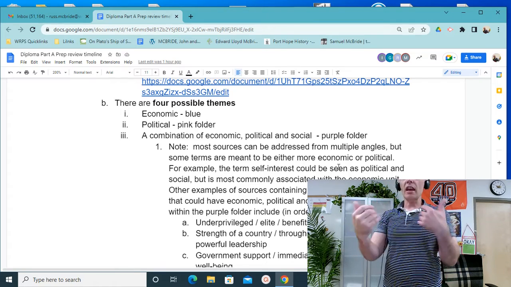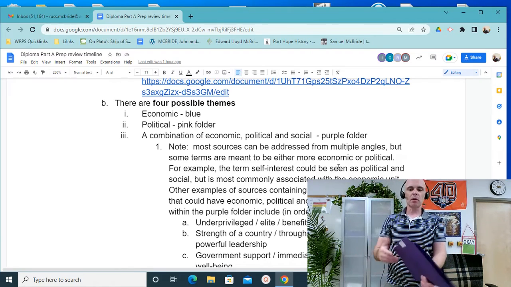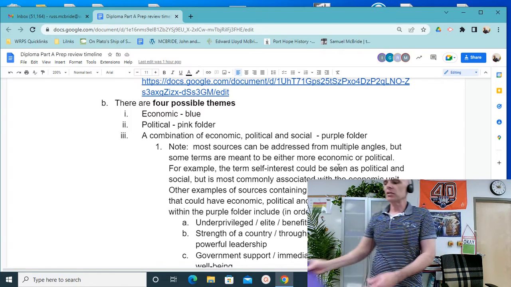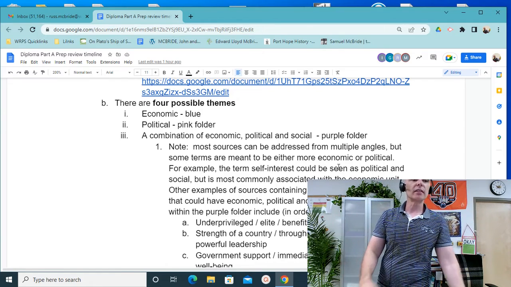I'm not saying that you can't use some overlap. That's why we have this purple folder with all these samples, but I'm saying that it should give you an opportunity to test the entire course.